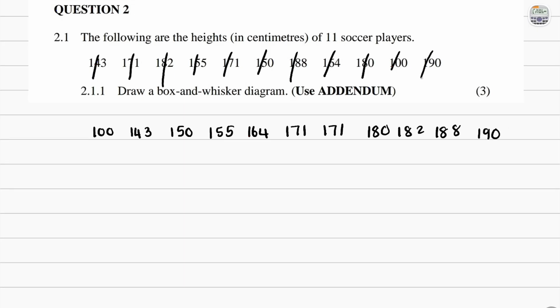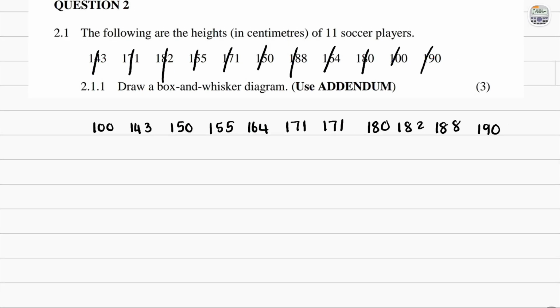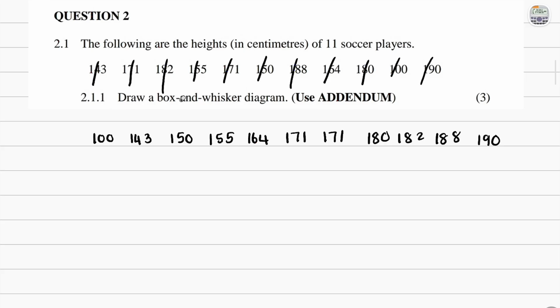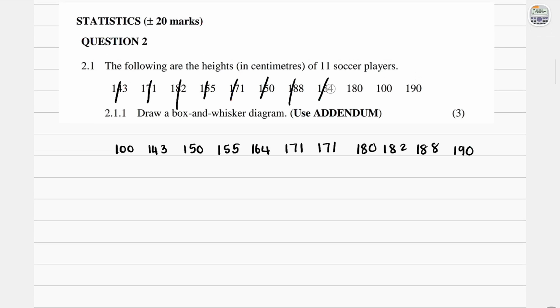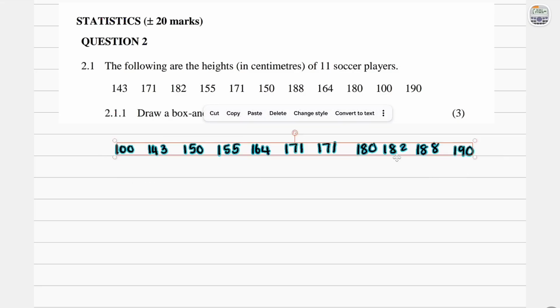Just ensure that you have the same amount of numbers that you had. Here they are 3, 6, 9, 11 numbers. And then just make sure it's the same thing here. 3, 6, 9, and we do have 11 numbers as well. So this is what we have. And so to draw your box and whisker diagram, you need your 5 number summary.